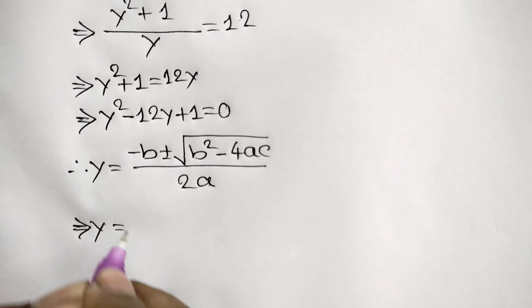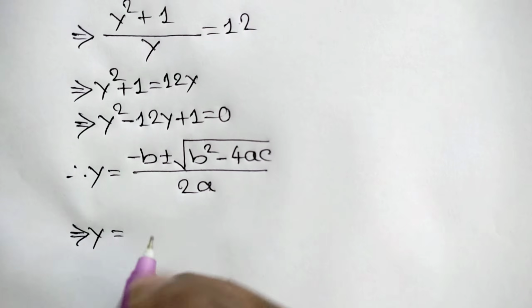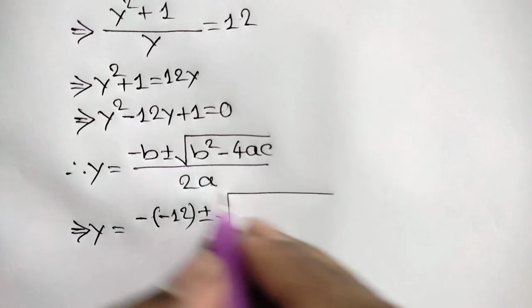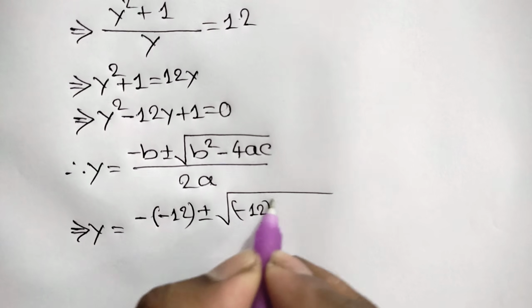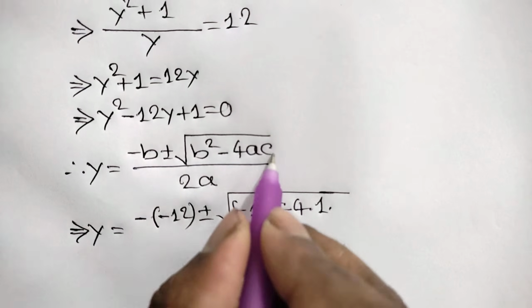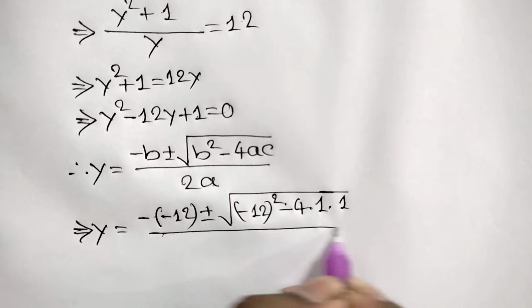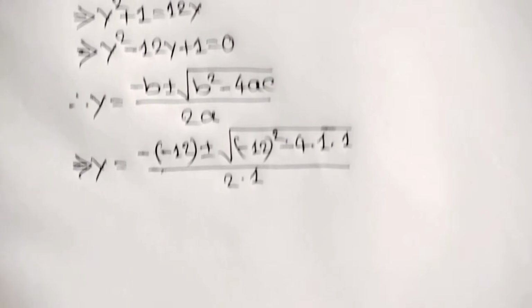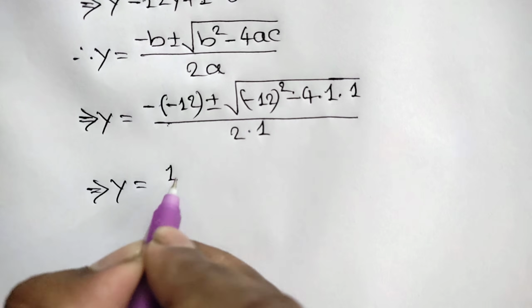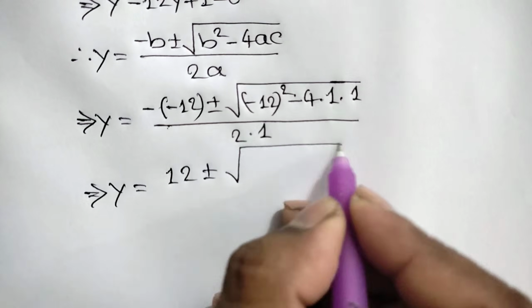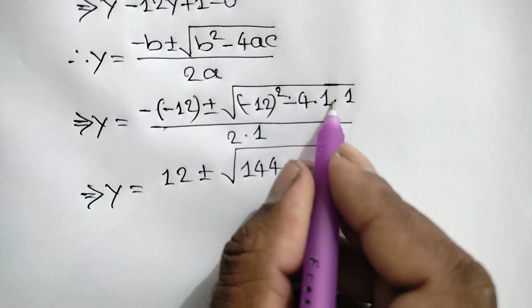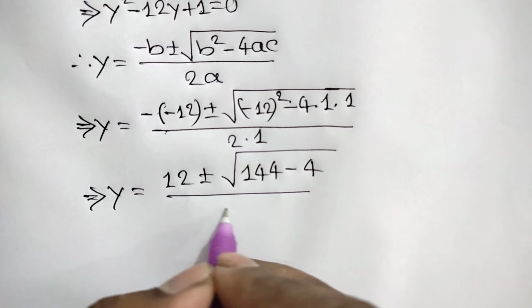Or y is equal to minus b. Here b is equal to minus 12, so we can write minus times minus 12 plus or minus square root of b square, that means minus 12 square, minus 4 times a, here a is equal to 1, times c, here c is equal to 1, over 2 times 1. So y is equal to minus times minus is plus 12 plus or minus square root of, we know that minus 12 square is 144, minus 4 times 1 is 4, over 2 times 1 is 2.